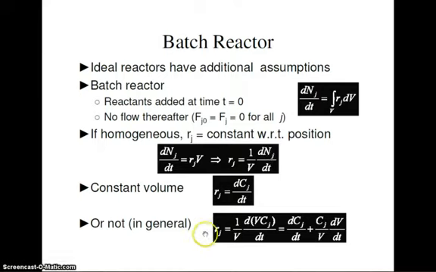If not, in the general case, the rate of generation of a species is given by 1 over the volume times the rate of change of the product of the volume and the concentration, which is the rate of change of concentration plus the concentration over volume times the rate of change of volume. So we may need to use this expression for a non-constant volume reactor.